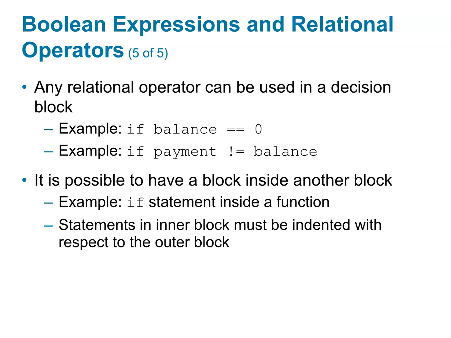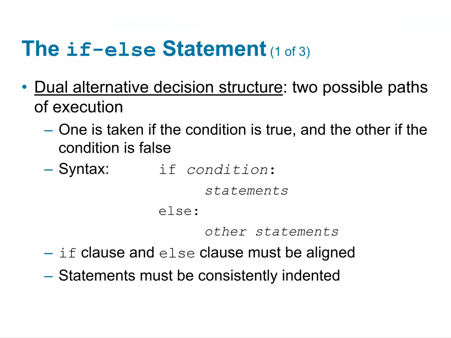It's possible to have a block, which is the statements, inside another block, which could have another if, like in a function or an inner block. Okay. We can also have if-else statements. This is a dual alternative decision structure. Two possible paths of execution. One is taken if the condition is true, and the other if the condition is false. So, if the condition is true, do these statements, and otherwise, do these statements.